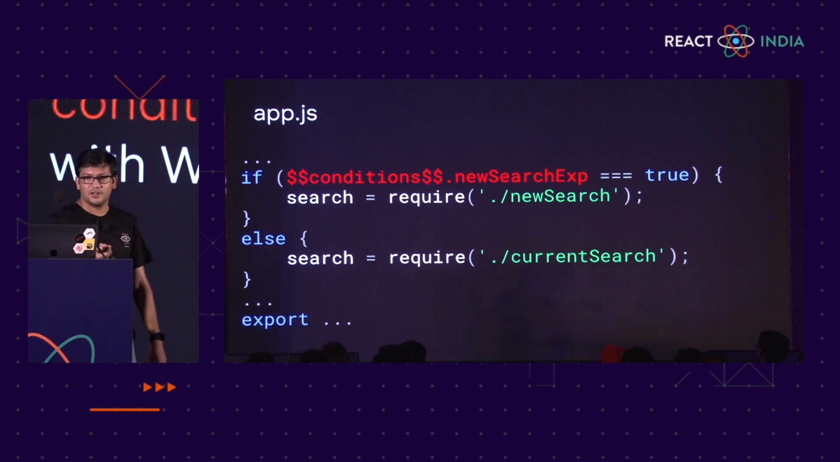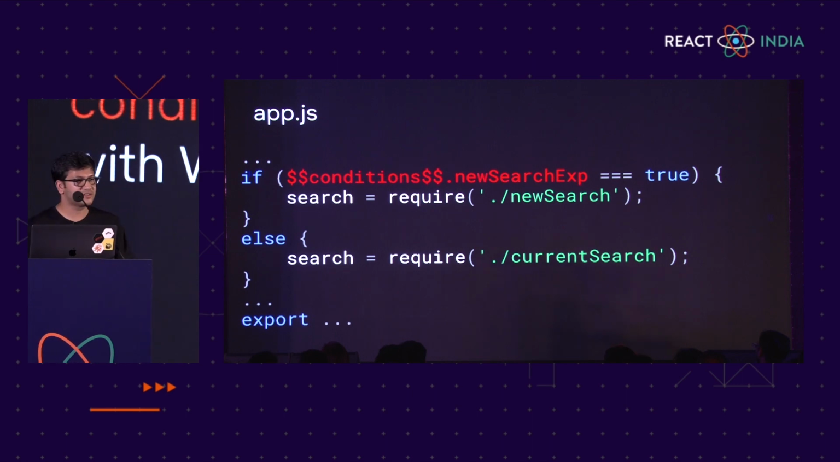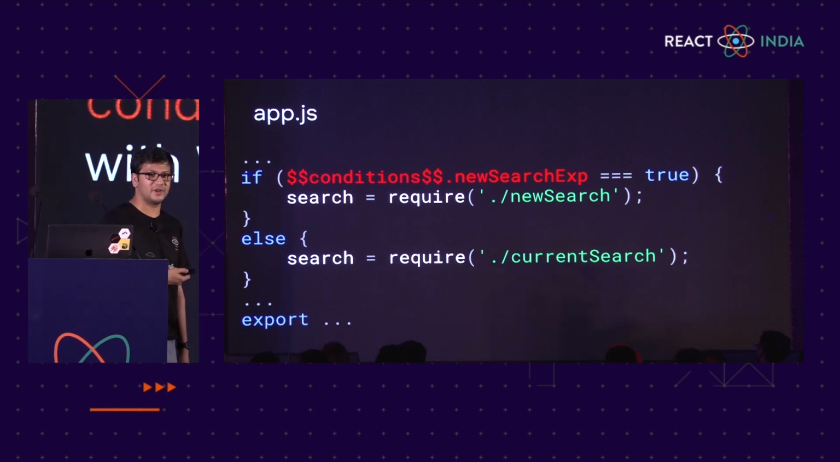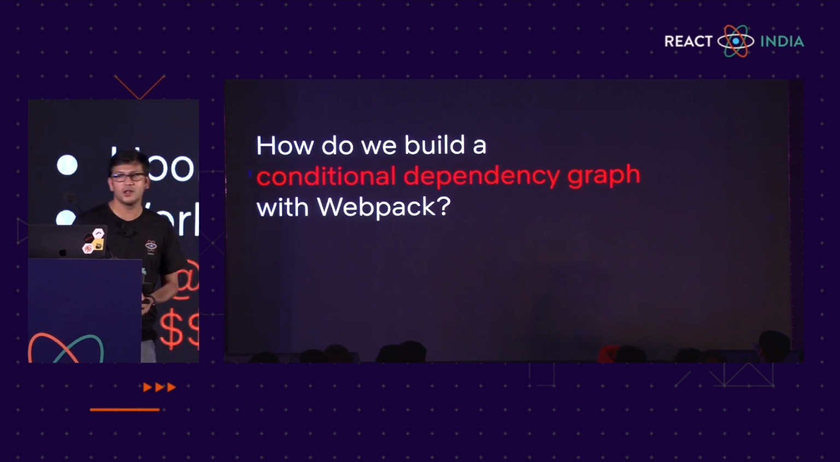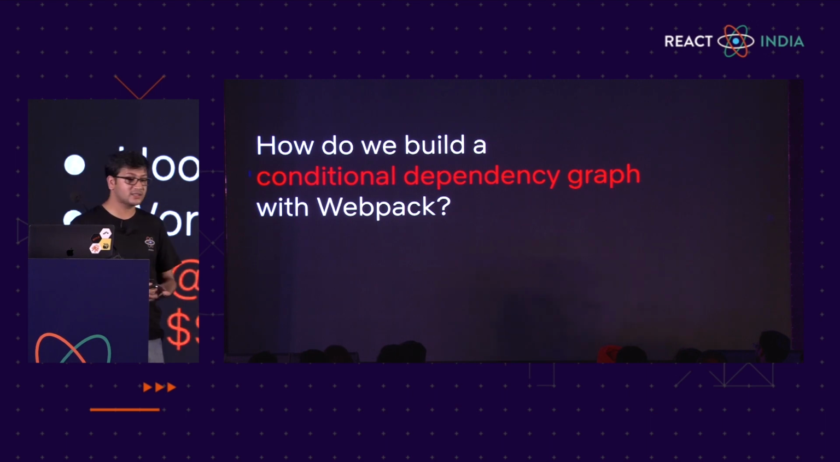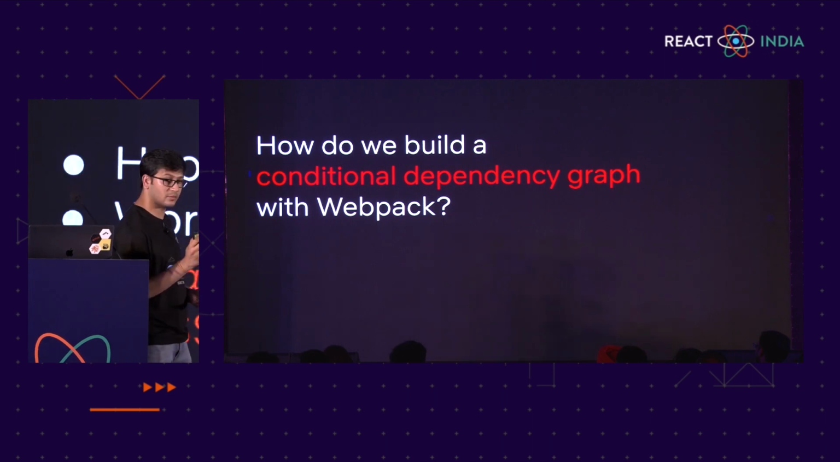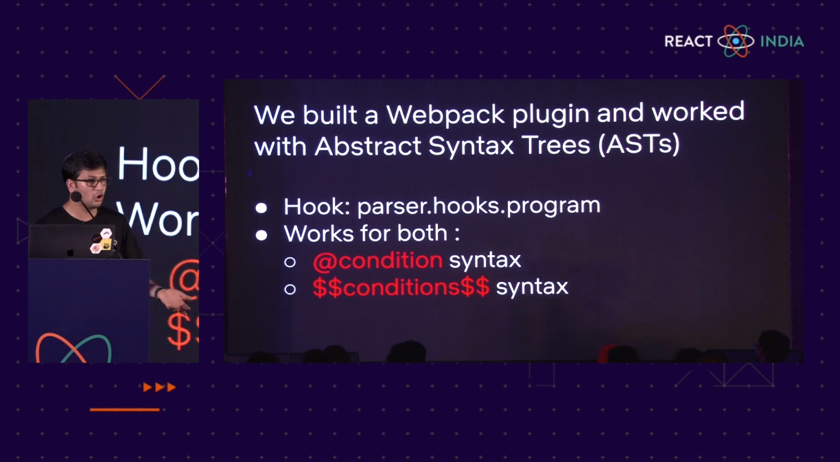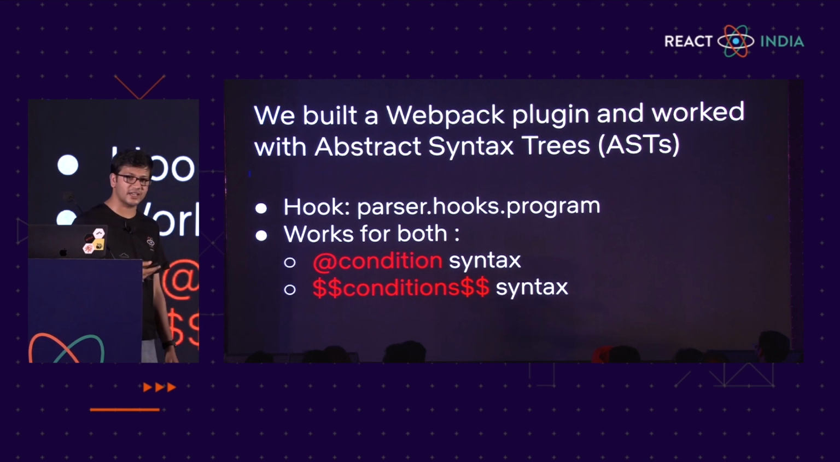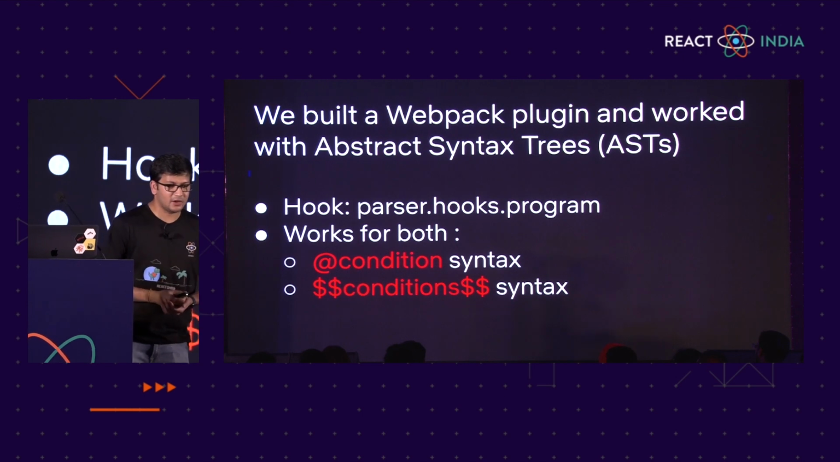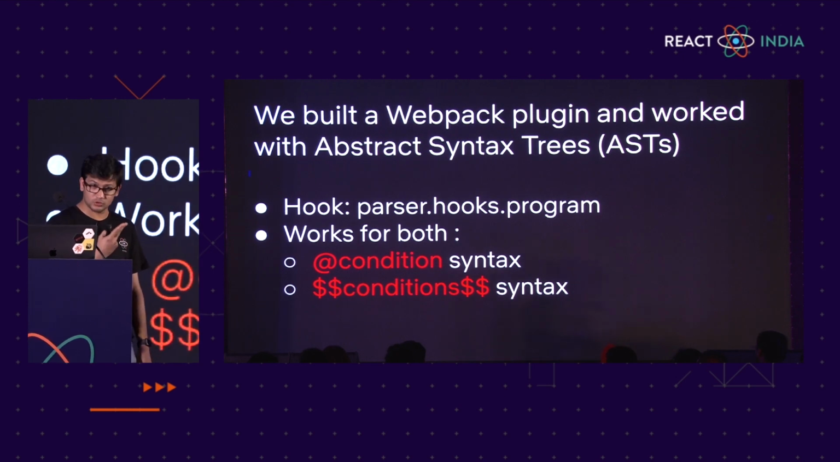Having said that, the next question that we have is, how is Webpack ever going to build this dependency graph? So now Webpack understands these special markers, and what we did was we relied on Webpack parser's program hook. Basically this hook, any file that it parses, it gives you the AST. AST is abstract syntax tree. Basically, it looks at your code and figures out, in a very structured fashion, what your code means. And we just look for our two of those special syntaxes.